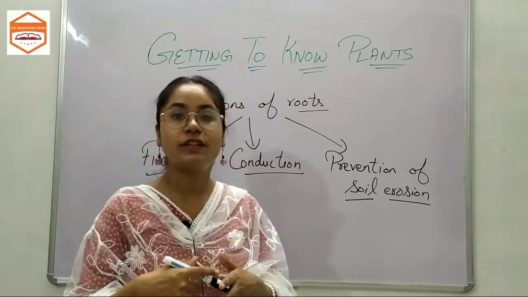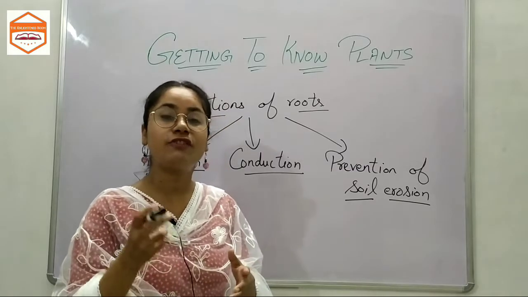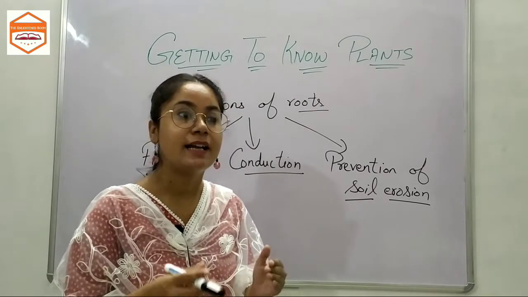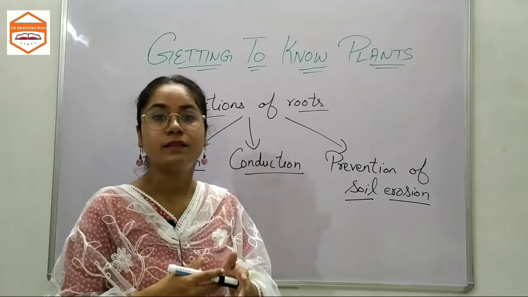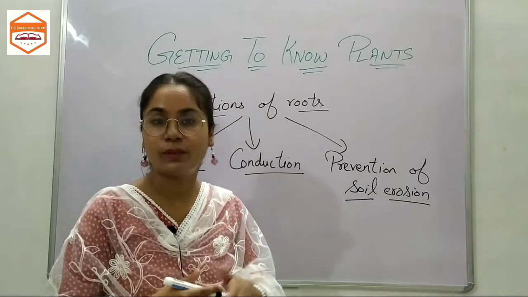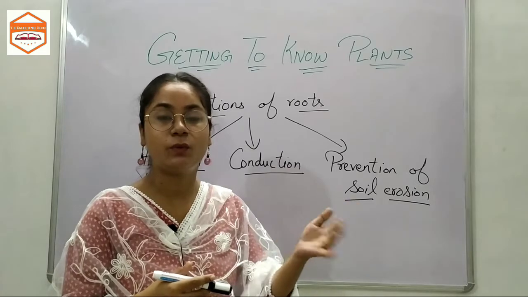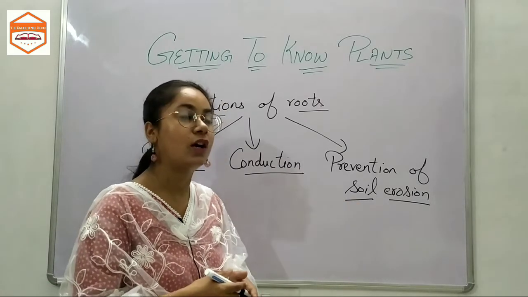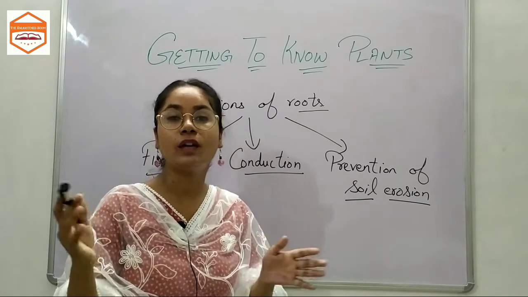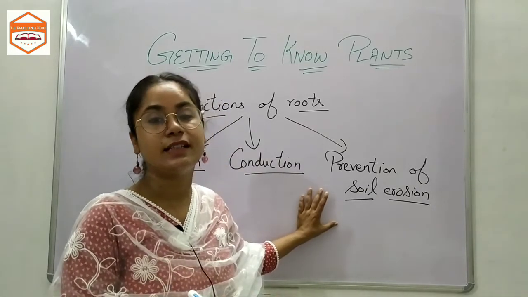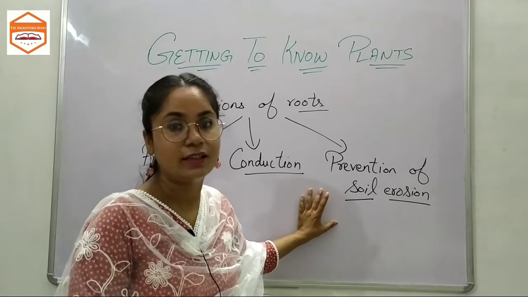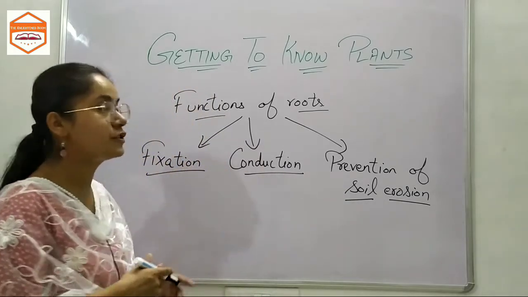So how do the roots do it? Roots bind the soil firmly with the plant and do not let the soil be washed away or drawn away with water, or blown away with the wind. This is how the roots prevent soil erosion. So these are the functions of roots.